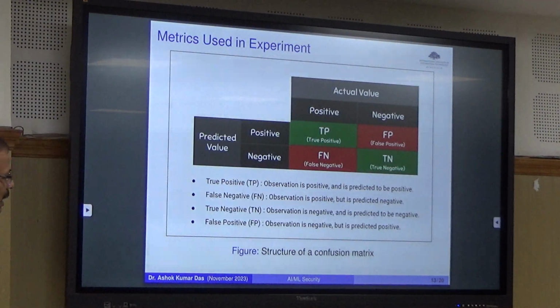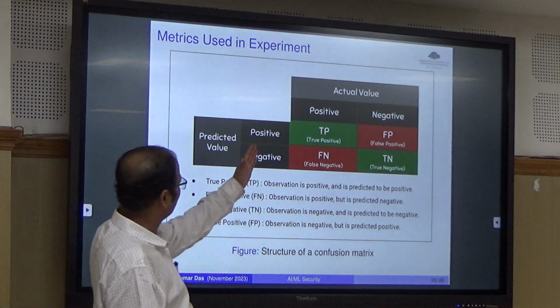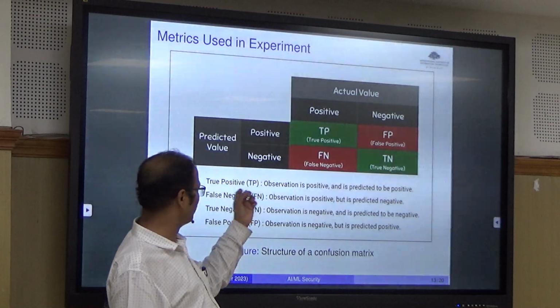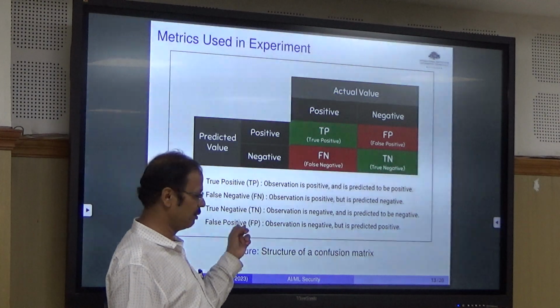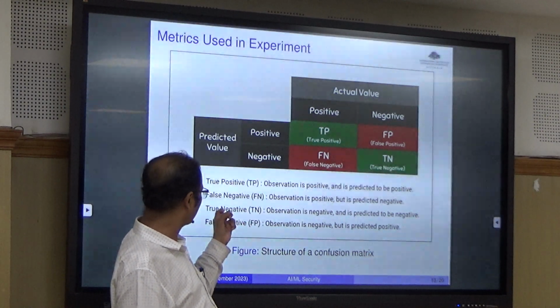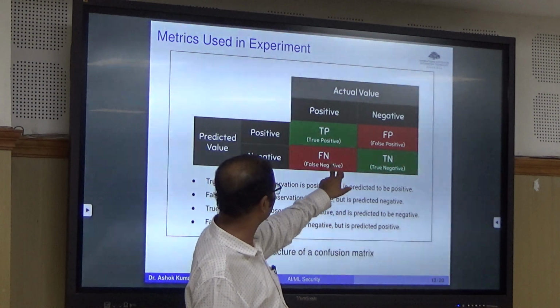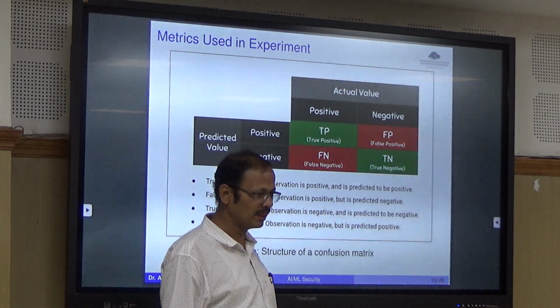Now we know that in AI/ML, we form the confusion matrix. The confusion matrix is all about the actual value versus the predicted value. Therefore, we can have the true positive, false positive, false negative, and true negative. For example, for the true negative, the observation is negative and the predicted value is negative.